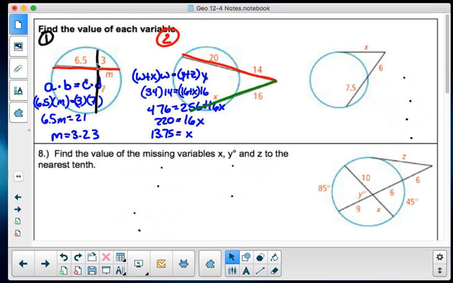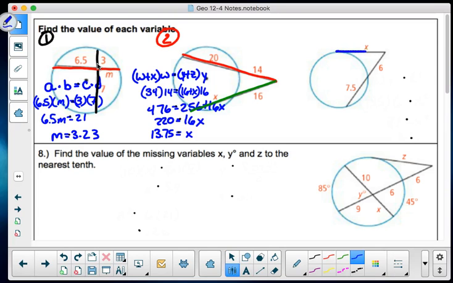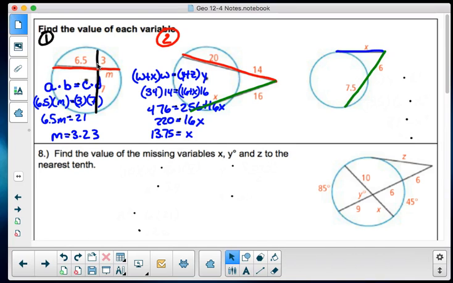My last one, remember, outside times entire length. The outside on the top, X, is the tangent, so the outside and the entire length are the same value, so that's going to be X squared. And then I've got the outside, which is 6, times the entire length, which is 13.5. I multiply, and I get 81 equals X squared, so X is 9.